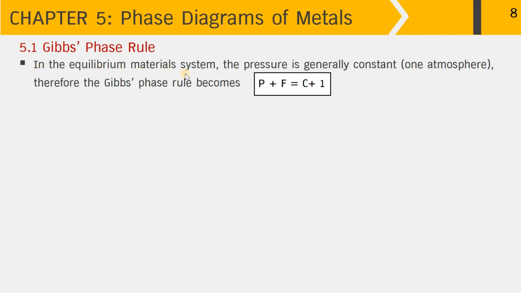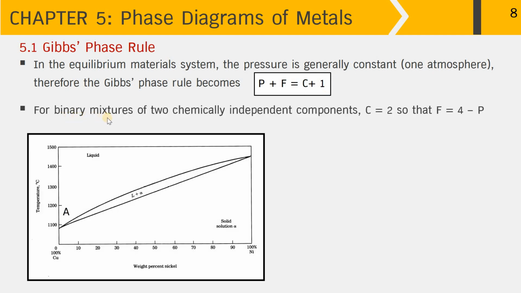In an equilibrium material system, the pressure is generally constant, that is 1 atmosphere. Therefore, the Gibbs phase rule becomes P plus F equals C plus 1, as the number 2 is replaced by the number 1. For binary mixtures of two chemically independent components, for example when we mix metals A and B together to make an alloy, the component number C now becomes 2, so that F becomes 3 minus P. That is when we're talking about the Gibbs phase rule with varied temperature and pressure.